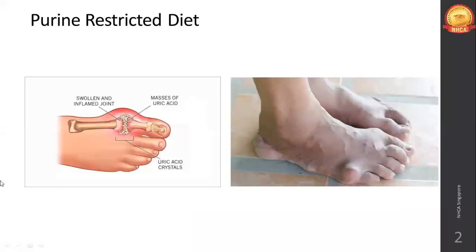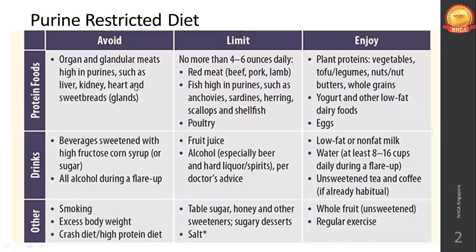So this is how gout looks like. A swollen and inflamed joint, masses of uric acid get deposited in the joint area, and uric acid crystal formation will also take place here, and from outside it looks like this. This is a kind of gout. So in these conditions, even if you have a genetic disorder related to uric acid, or you're suffering from gout, for those patients, a purine restricted diet is given.